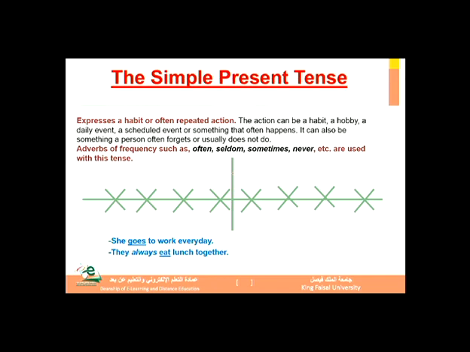When I say Ahmad goes to school every day, this doesn't mean he didn't go before, or that he won't go in the future. He may go in the future. So this is the timeline for the present simple tense. It means this action is a habit: it happened in the past, it's happening now, and it will maybe happen in the future. When I say she goes to work every day, or they always eat lunch together, it means they always eat lunch together. Usually with the present simple tense, adverbs like every day and always are used.